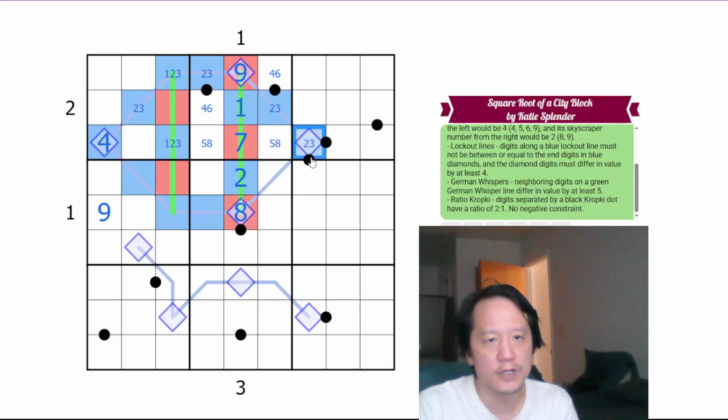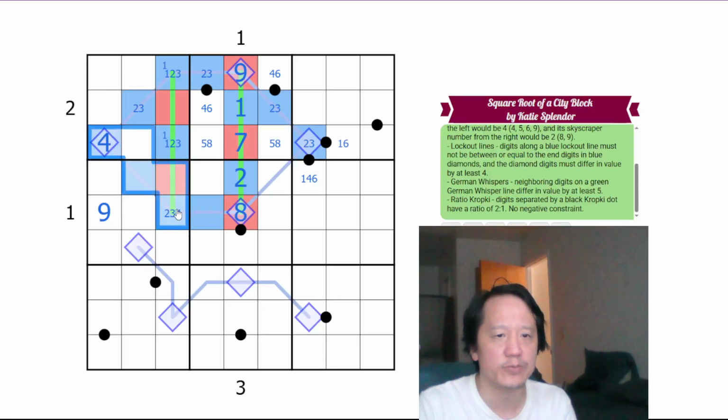2 and 3 can be next to 1 and 4, and 3 can be next to 6, but this can't be 4 because of 4 in the row. Also, one of these two digits is a 1 because of the 1, 2, 3 triplet in the box. That means this has to be 2, 3, or 4. It can't be 4 because that would be the same as that digit on the lockout line. So it's 2 or 3.